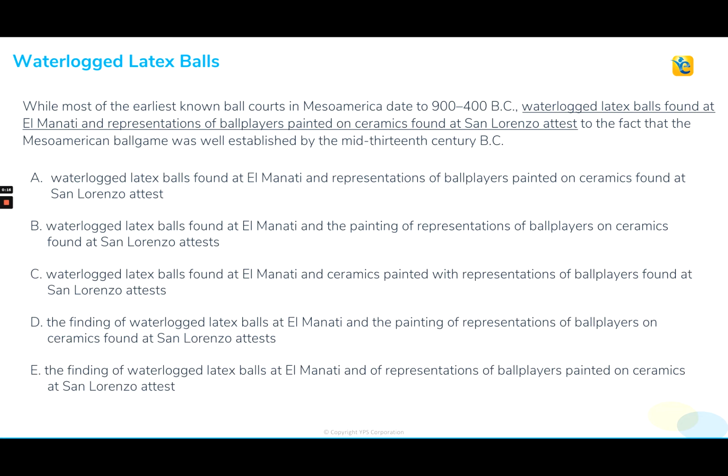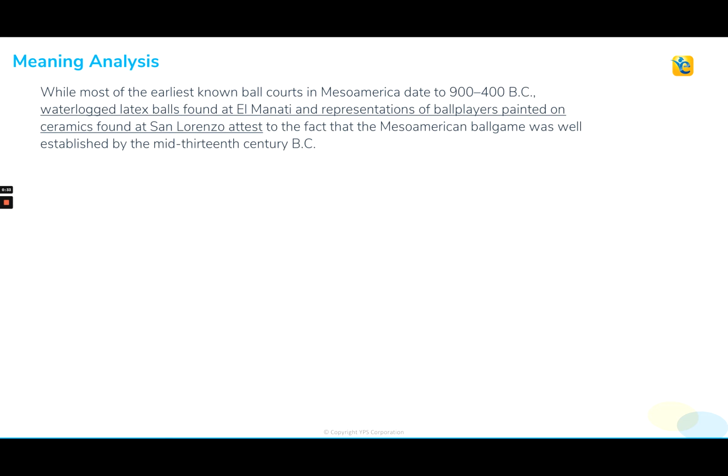We are going to work through this question using the e-GMAT three-step meaning-based approach. What I love about this approach is it's like a litmus test of sorts that you can use for all SC sentences to get to the right answer choice. It's as easy as 1, 2, 3. Let me show you how it works. So we're going to go through step 1, the meaning analysis.